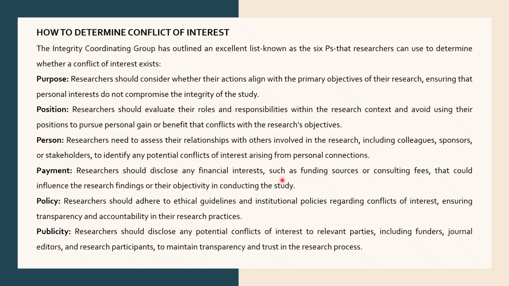Researchers should disclose any financial interests, such as funding sources or consulting fees, that could influence the research findings or their objectivity in conducting the research. Policy. Researchers should adhere to ethical guidelines and institutional policies regarding conflict of interest, ensuring transparency and accountability in their research practices. Publicity. Researchers should disclose any potential conflicts of interest to relevant parties, including funders, journal editors, and research participants, to maintain transparency and trust in the research process.